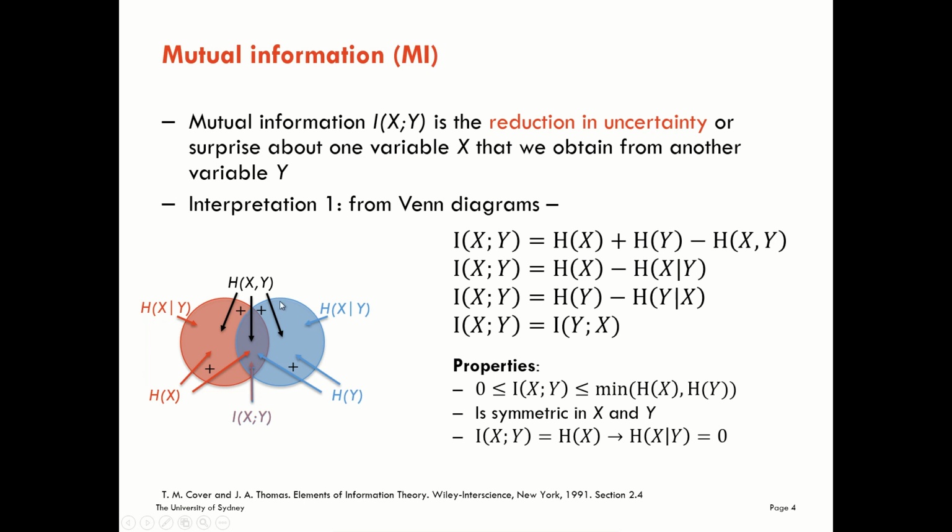I've mentioned already that it's symmetric in x and y, and we can also see another boundary condition here. We could have that the mutual information between x and y is equal to the entropy of x. So this area here could be equal to the whole area of x, which basically says to us that the uncertainty in x is contained inside the uncertainty of y. That tells us there is no uncertainty left in x if we already know y.